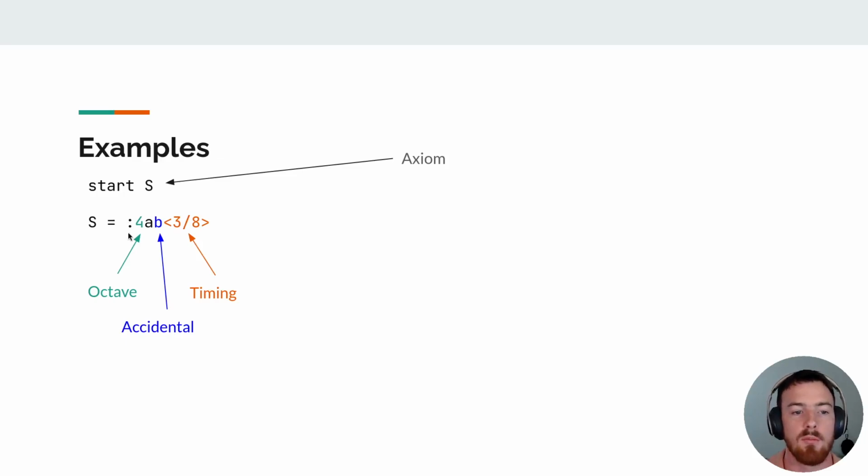The terminals are started by a colon, and then they're followed by the octave, the pitch, and an accidental optionally, which can be flat or sharp. And the pitch, by the way, is just a note like on the piano, so it'd be A through G. And then optional timing as well, which is the number of beats. It just defaults to 1. So I'll show you some more examples so you can understand how this language gets used.